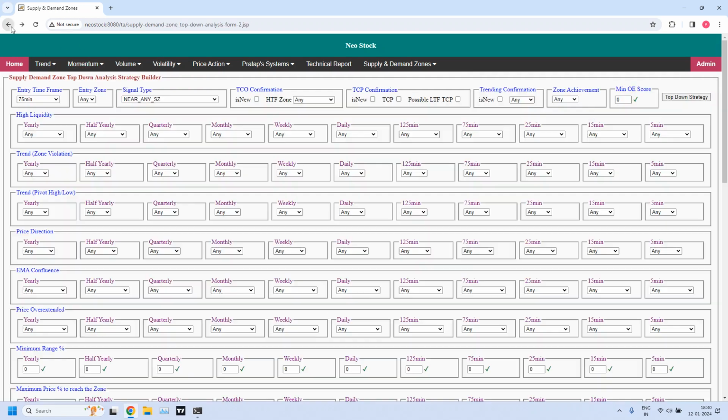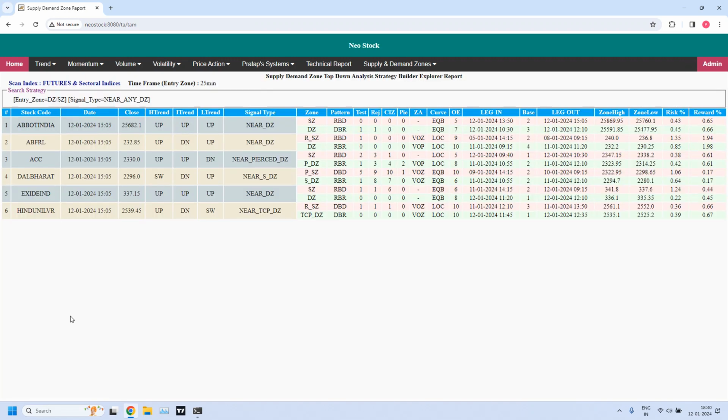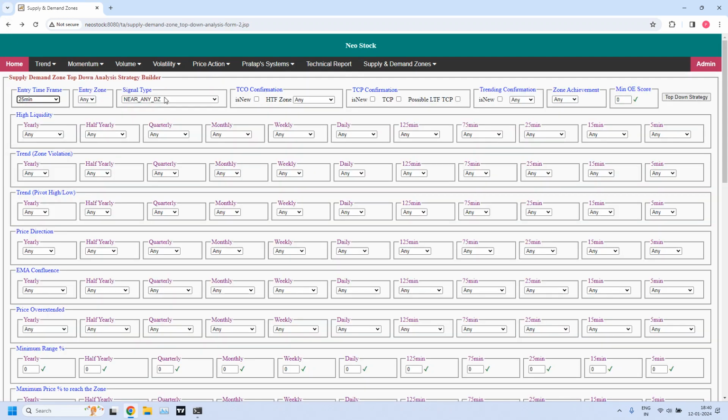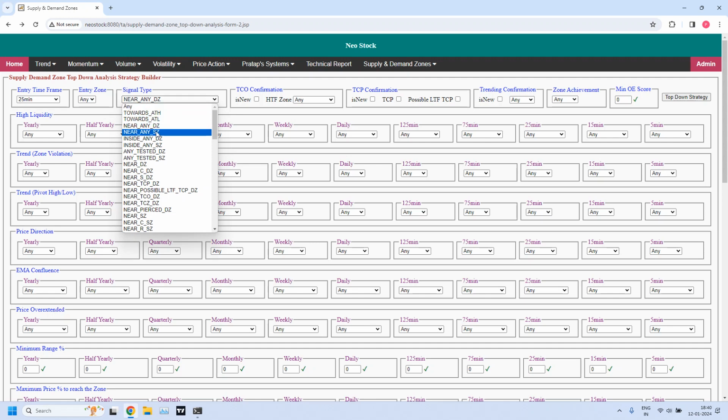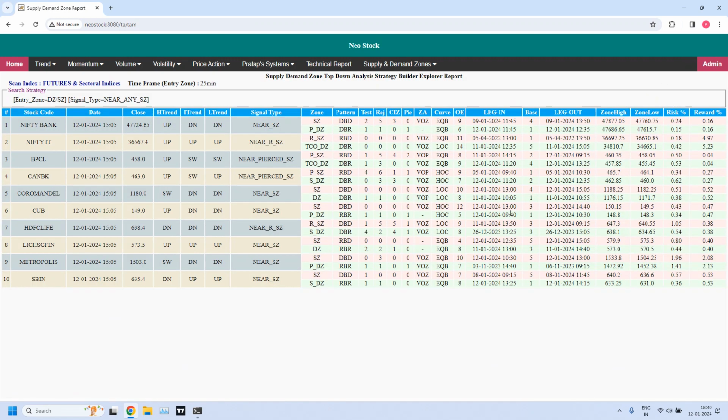Okay, let's go back. Let us change the time frame to 25 minutes time frame. Let us find the stocks near 25 minutes demand zone. These 6 stocks are filtered. Let's go back. For 25 minutes time frame, let us find the stocks near 25 minutes supply zone. These 10 stocks are filtered.